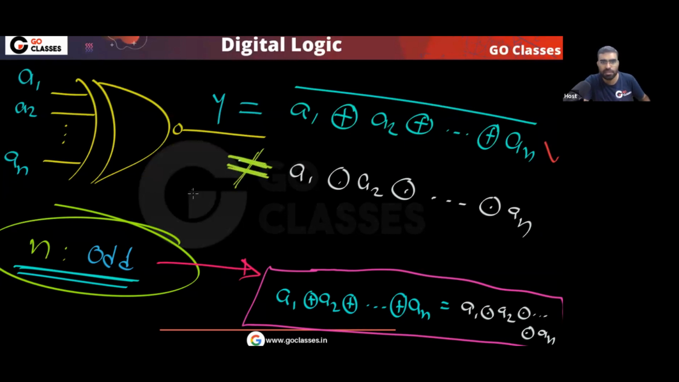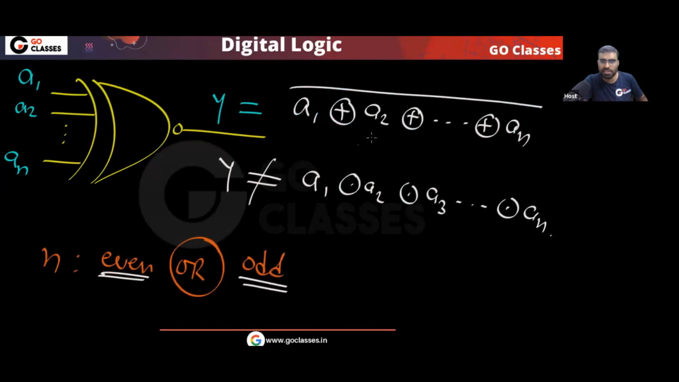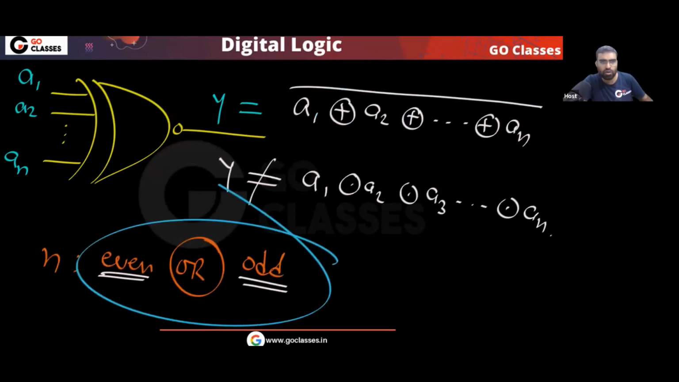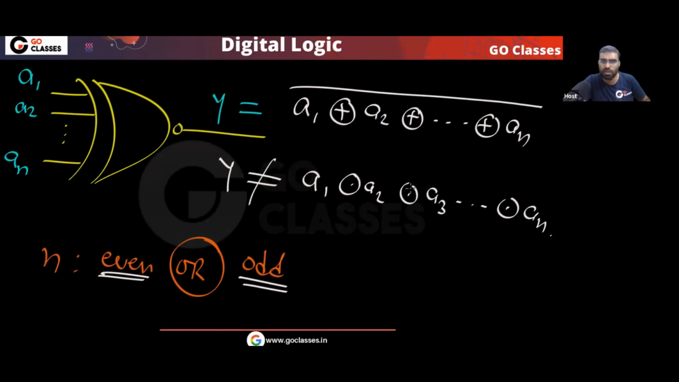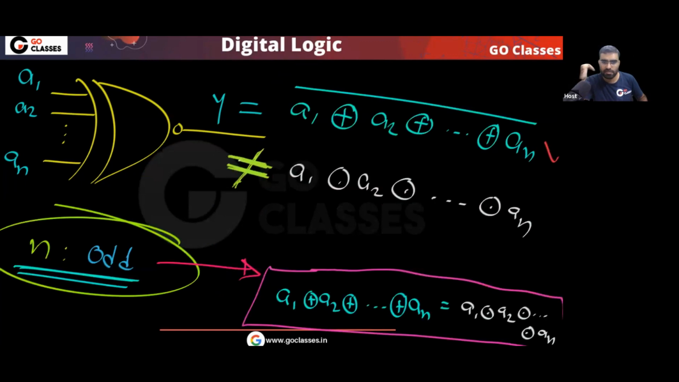Is this clear? Please tell me. Understood? Is this point clear? So this is the safe side. Whether n is odd or even, you can always do this. Just take the complement of XOR. So that's it. Now let's move on.